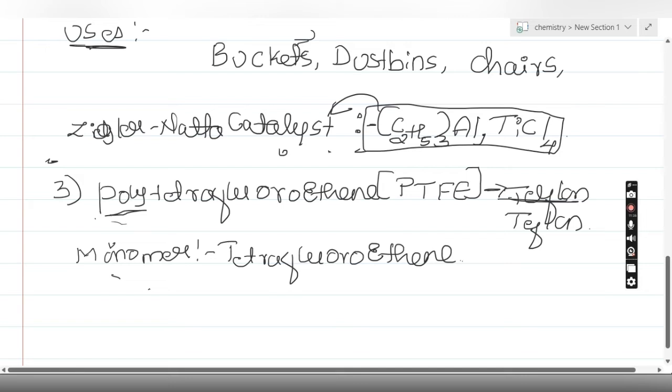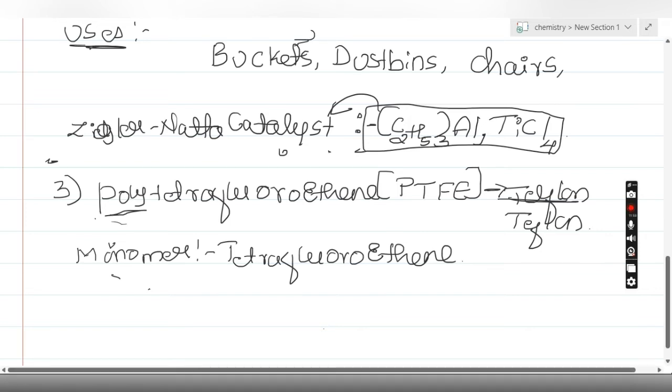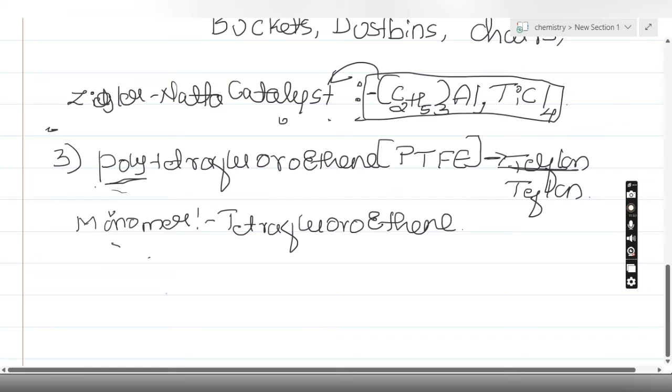In polytetrafluoroethene, if you remove the word poly, you get tetrafluoroethene as the name of the monomer. This is how we predict the name of the monomer by using the name of the polymer in the case of addition polymerization. It applies to the majority of addition polymers, not all. So how is this prepared?